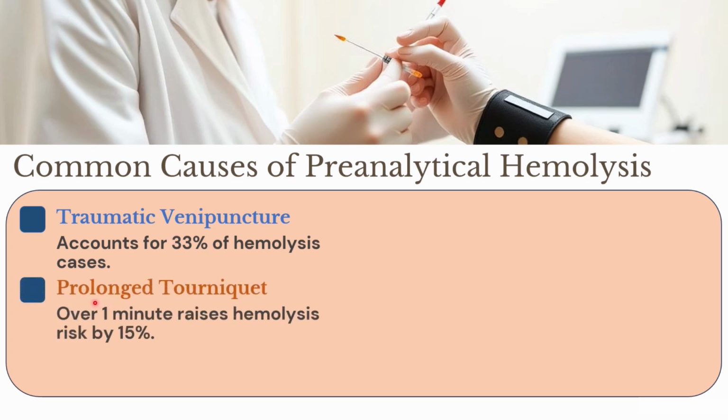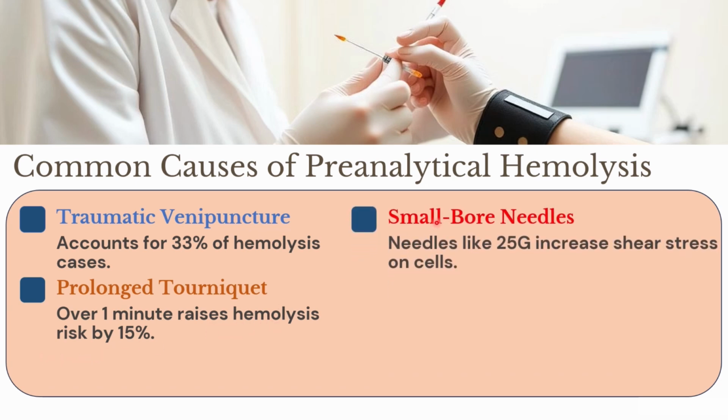Second important cause for hemolysis is prolonged tourniquet. Whenever we are withdrawing the sample from the patient, we tie a tourniquet. So if the tourniquet is tied for a longer duration, then also the hemolysis chances are raised. It is seen that over 1 minute of tourniquet raises the hemolysis risk by around 15%.